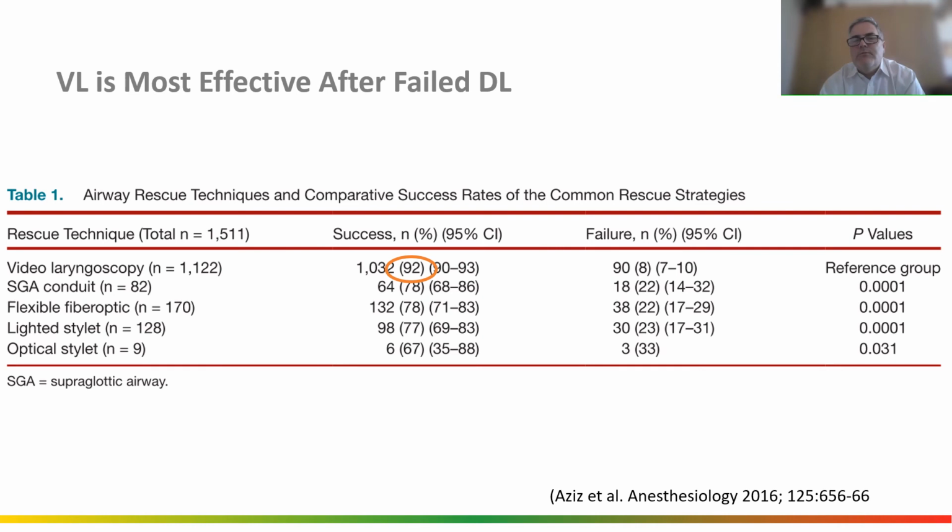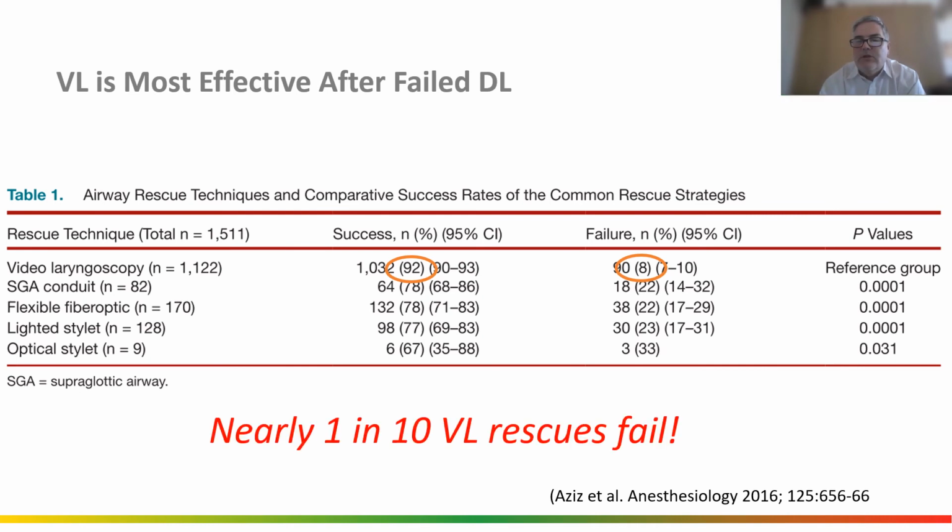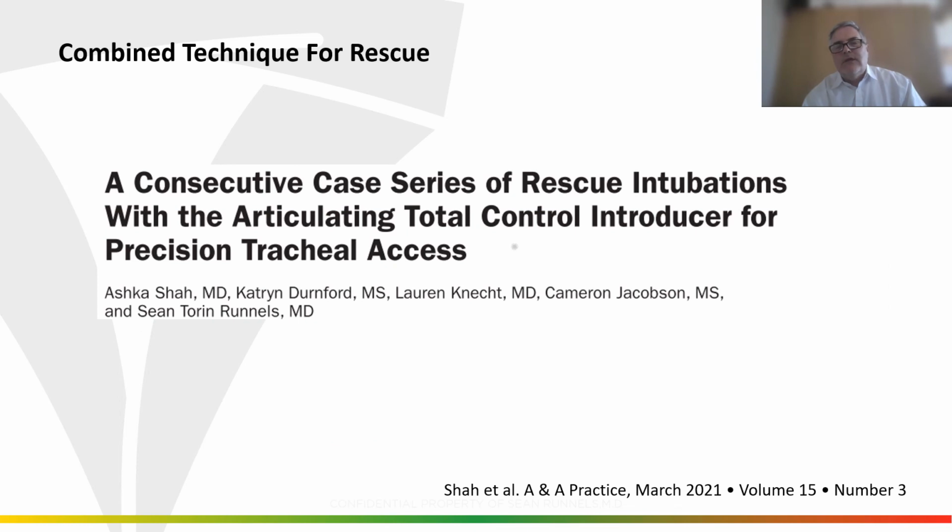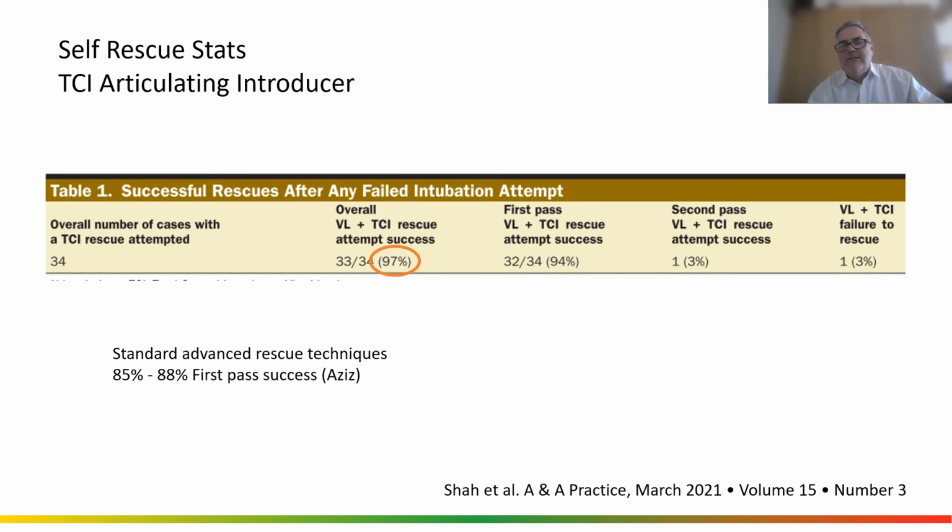Okay, 92%, the flip side is 8% fail. And when you fail, then you've got to move on to these other less successful and more difficult to use techniques. So nearly 1 in 10 VL rescues fail. What about a single-handed combined technique? So this is a consecutive case series of rescue intubations using the total control introducer, dynamic introducer. 97% overall rescue success. 94% of those are on the first attempt.